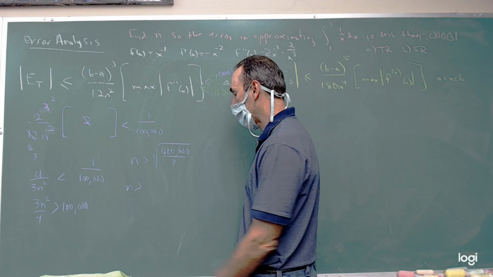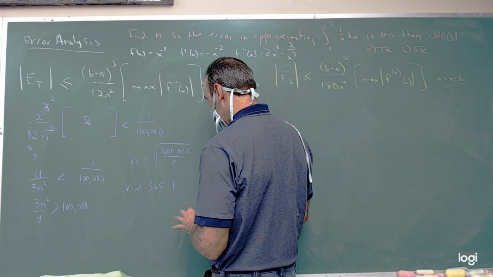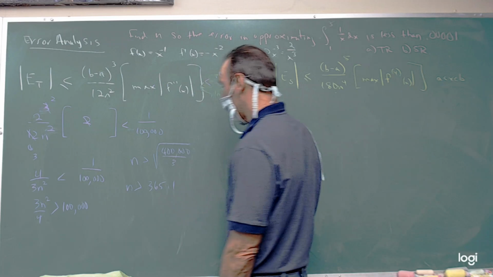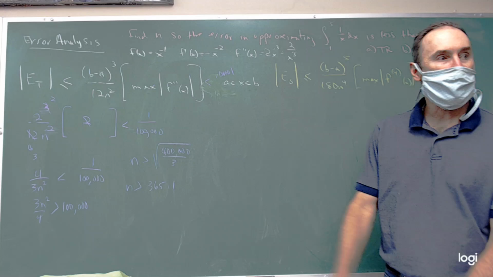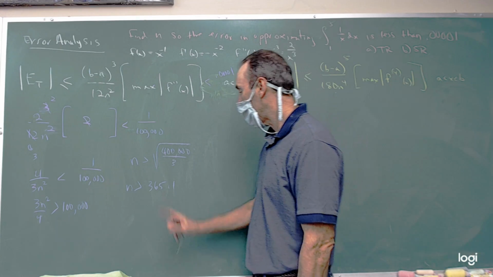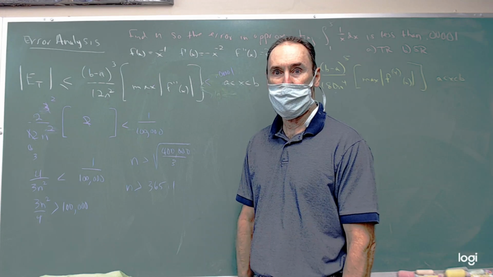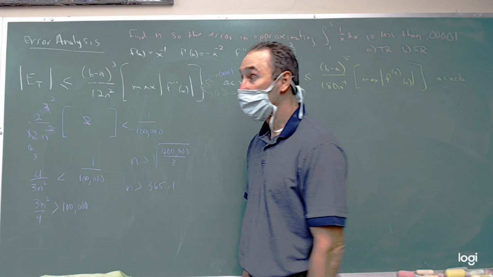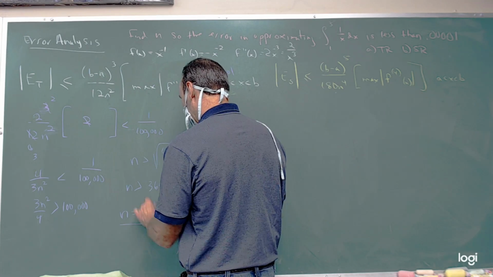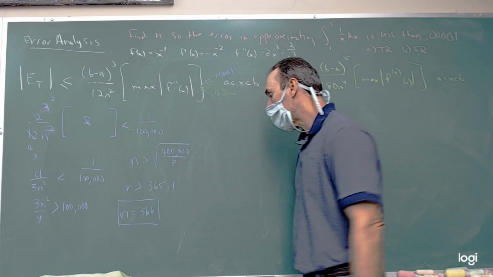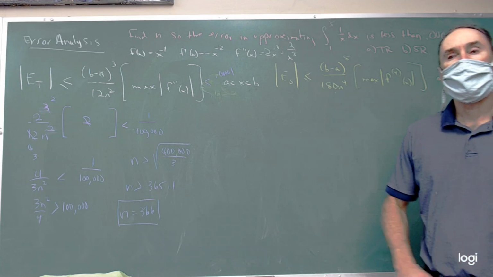About 365.1. Now remember, we want at least accuracy to 1/100,000th. We don't want to risk missing the moon as we launch our astronaut. So what's the minimum number of trapezoids we're going to need? 366. So that's the minimum number of trapezoids we're going to need to approximate that and get within 1/100,000th of accuracy.